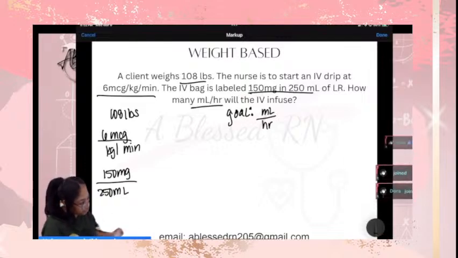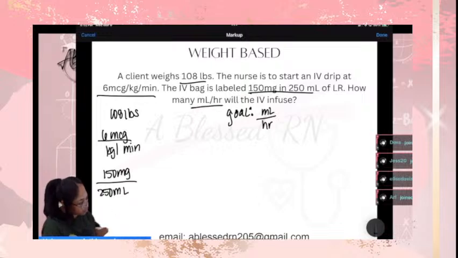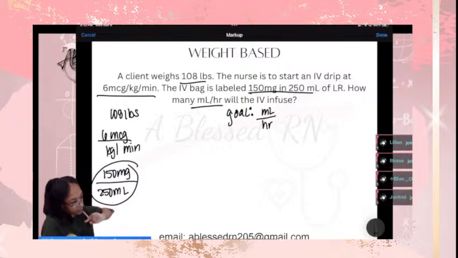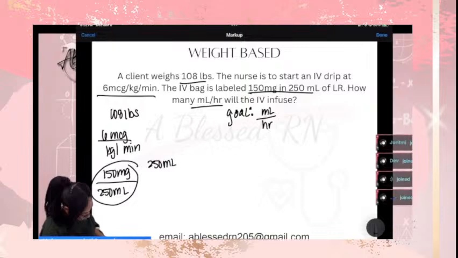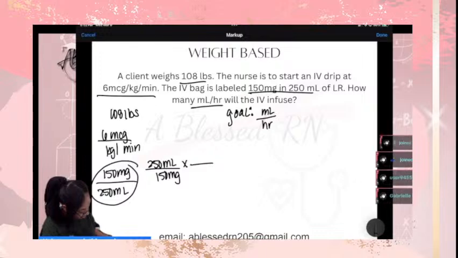So if I am looking for milliliters, I'm going to start with milliliters on the top. So that'll be this, okay? It is perfectly okay to flip-flop them, okay? So 250 mLs over 150 milligrams. So milligrams is at the bottom. We need milligrams at the top, right?